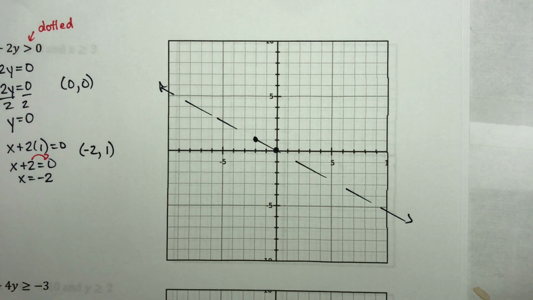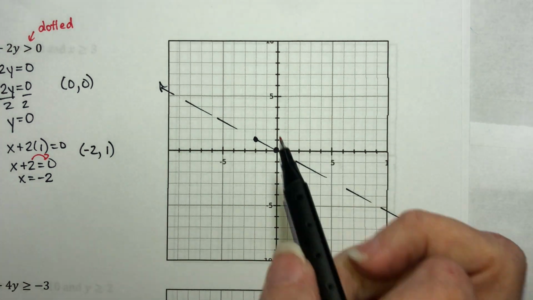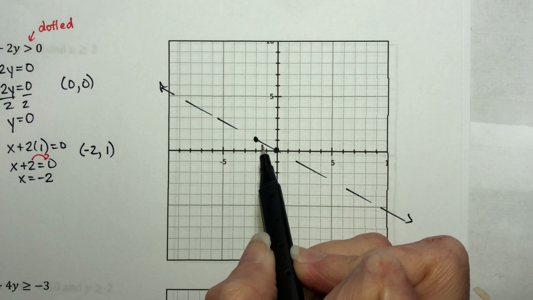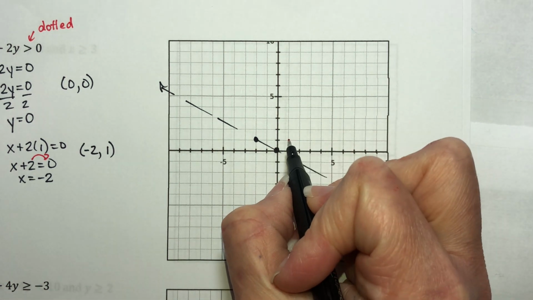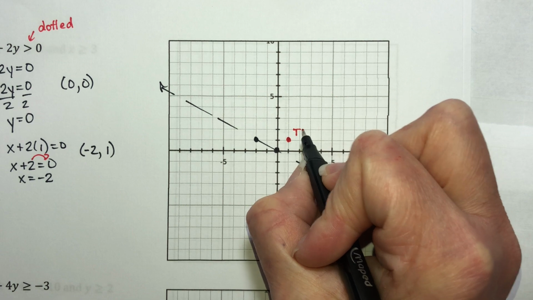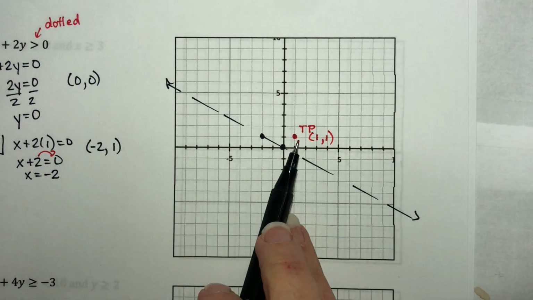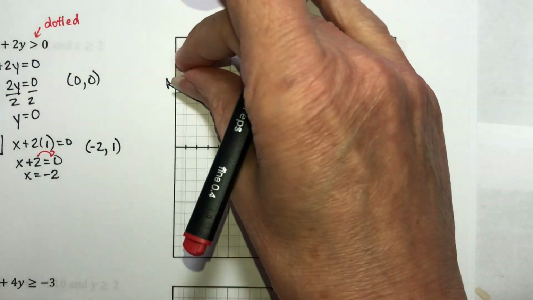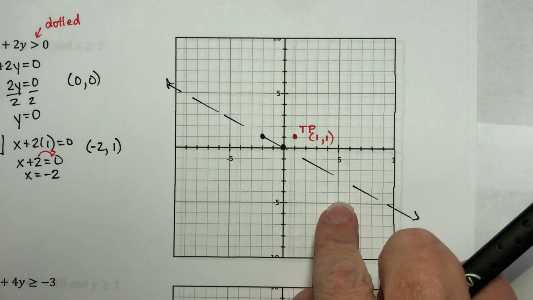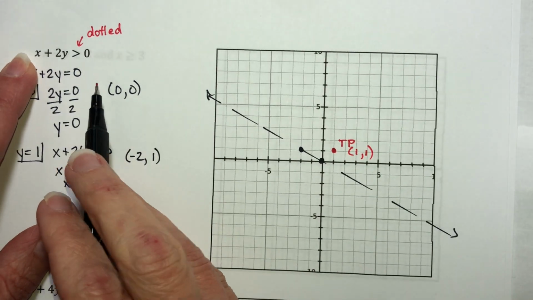Now we're going to choose a test point, and it doesn't matter what it is as long as it's not on this line. Now I told you I use 0, 0 whenever I can. I can't do it this time. I choose something else that's relatively small and easy to work with. So I'm going to use 1, 1. My test point is the point 1, 1. And if I plug this in and it's true, I'll shade this whole side. If I plug this in and it's false, I'll shade this side. So let's plug in 1, 1 into the inequality and see what we get.